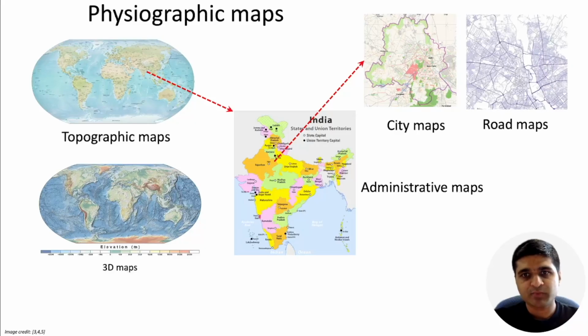Administrative maps display boundaries between regions such as states, districts, or cities, making them essential for planning, governance, and managing resources. City maps show a detailed view of urban spaces, including neighborhoods, roads, metro lines, schools, parks, and hospitals, helping people to find their way and plan routes efficiently. Road maps, as their name suggests, focus on highways, main streets, and smaller roads, often marking landmarks or distances to make travel easier and safer.